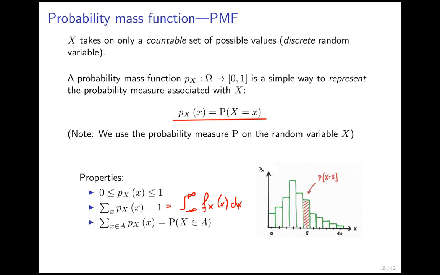And also, like in the continuous case, if you want to know the probability of the random variable X being in a set A, then you just take all values small x from this set A and sum over all of them the probability mass function. And that's what corresponds to the continuous case, the integral over A of f_X(x) dx. And a probability mass function is usually depicted by a histogram, and the height of this histogram corresponds to the probability of the respective value.